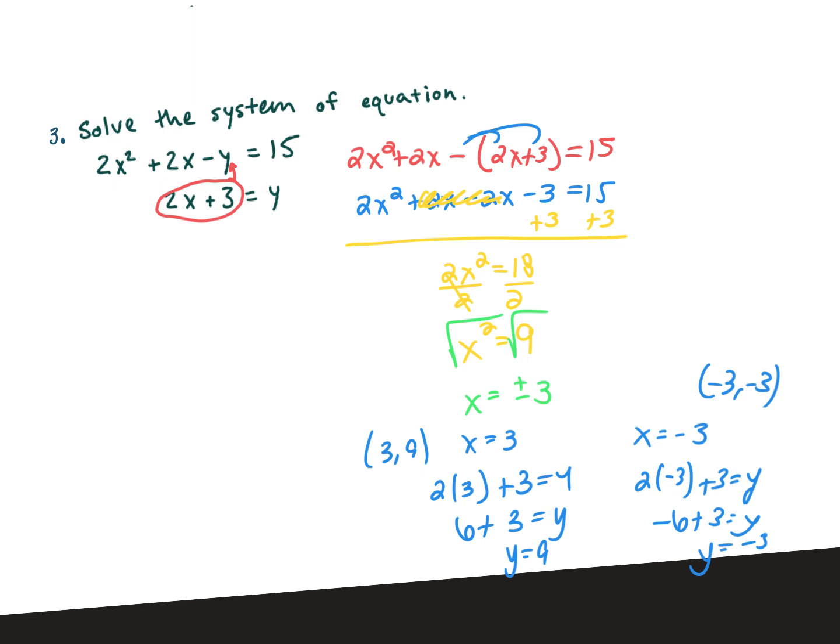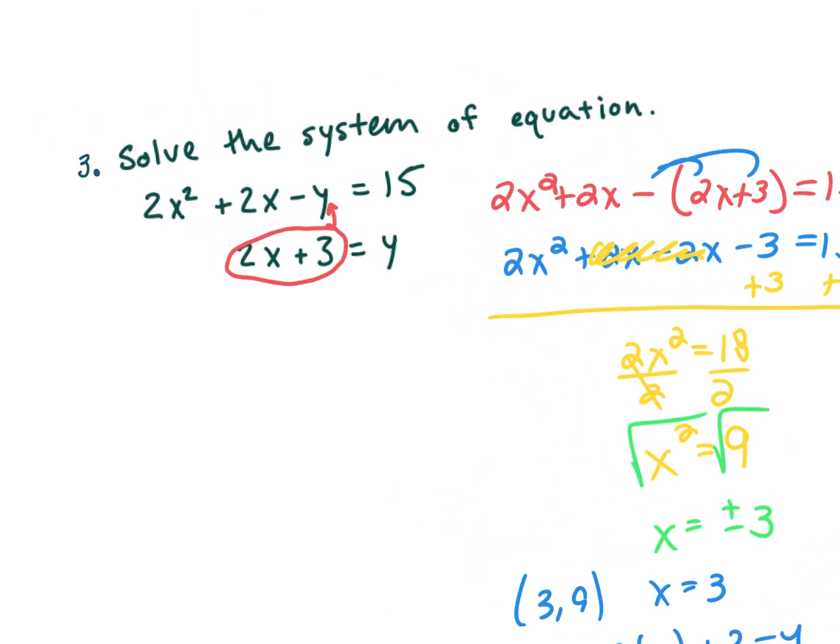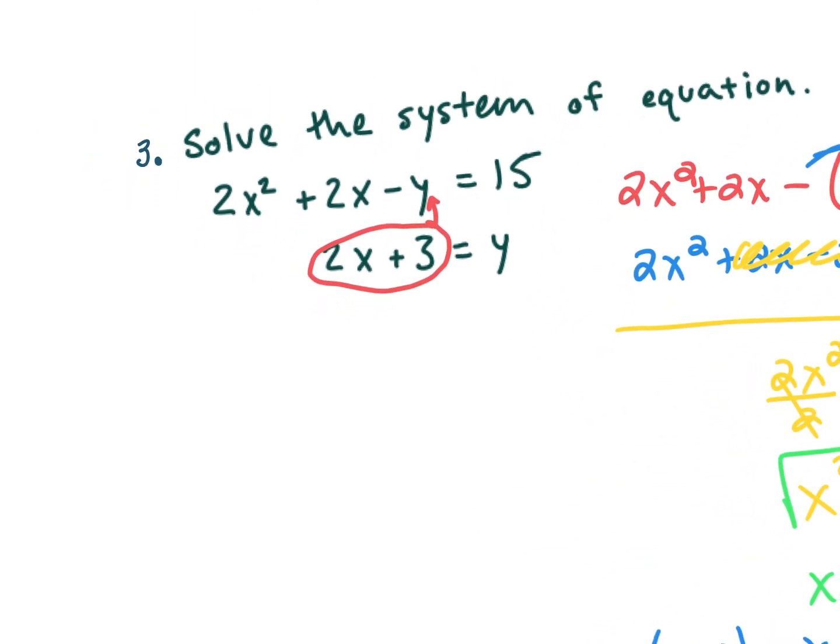Now, some of you are like, oh, I just can't stand substitution. That's fine. You can do elimination here. How could I do elimination? Multiply the, or actually you just switch. Multiply the bottom by what? By a negative.